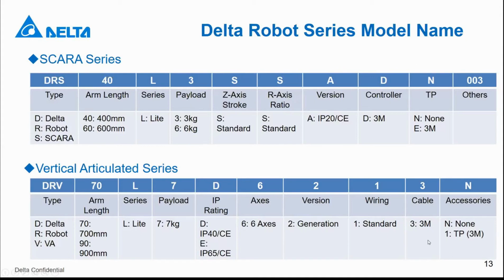And this number also chooses the cable between the controller and the robot. So you also have a 3 meter and a 5 meter choice. And in the end, this alphabet is for the teach pendant cable length. So the same, you have 3 meter, 5 meter and 10 meter options. Okay, so here is our robot series model name.